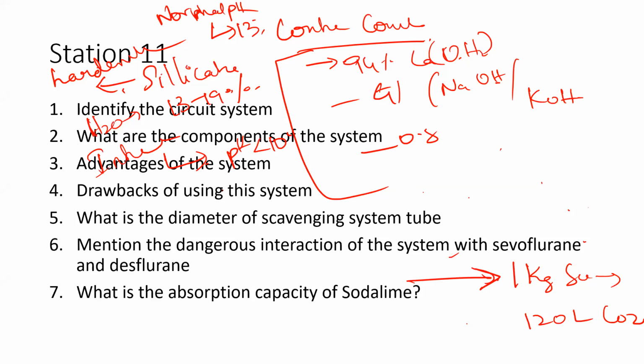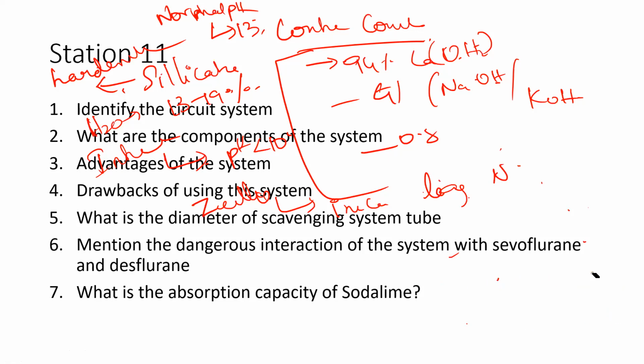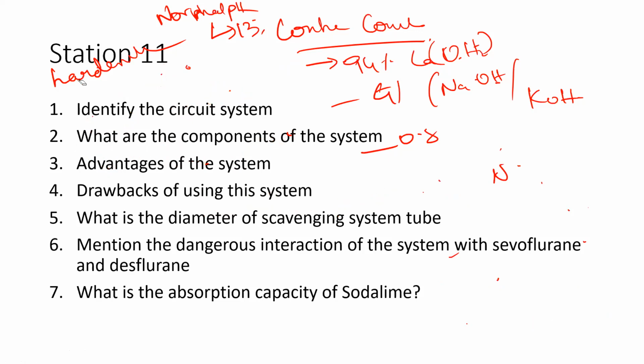Apart from this, there is zeolite present. The purpose of zeolite is to increase the lifespan or longevity of the soda lime. It keeps the moisture content for quite a longer duration, so it increases the lifespan of the soda lime crystals. So apart from calcium hydroxide and sodium hydroxide, you have silicates to harden, water for moisture, indicators, and zeolites to increase the lifespan of the soda lime crystals. Okay, good. So 1 kilogram of soda lime can absorb 120 liters of carbon dioxide.